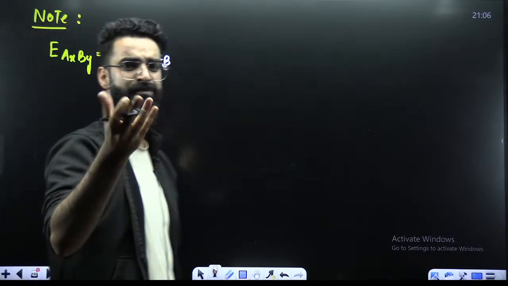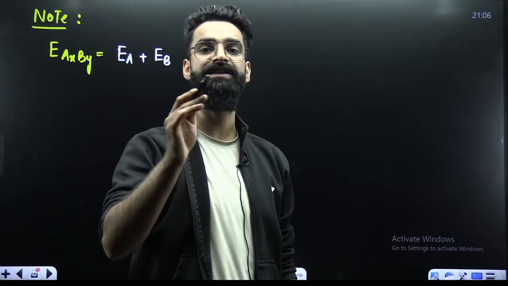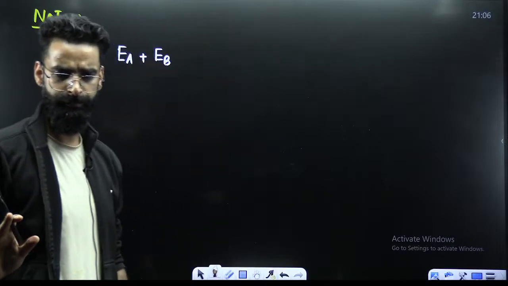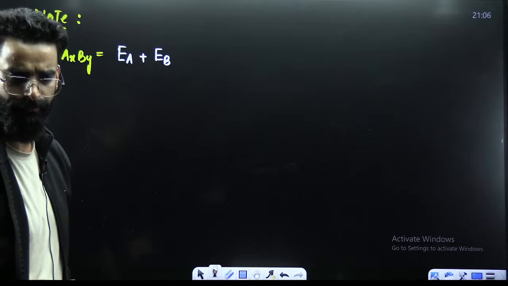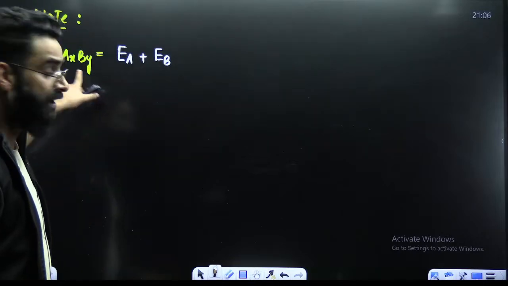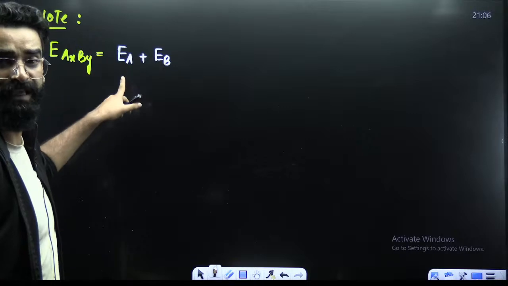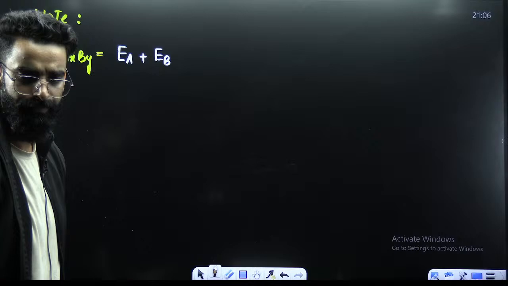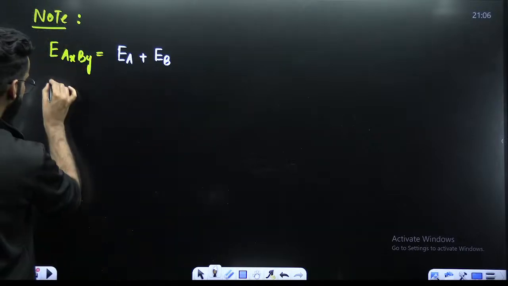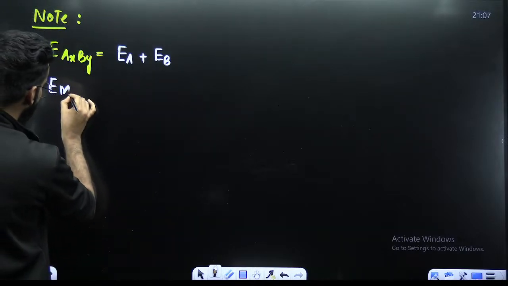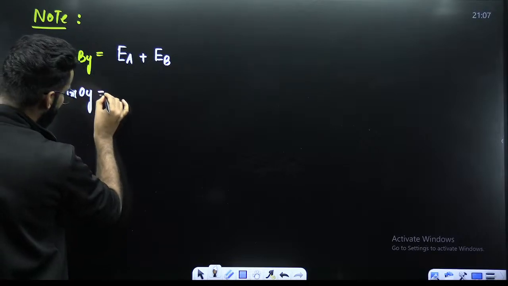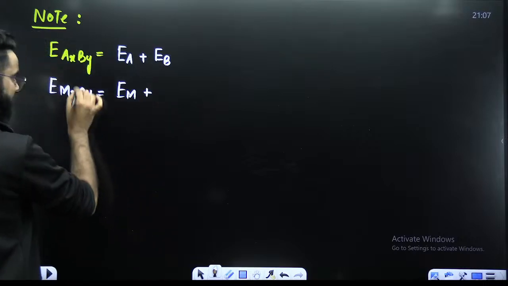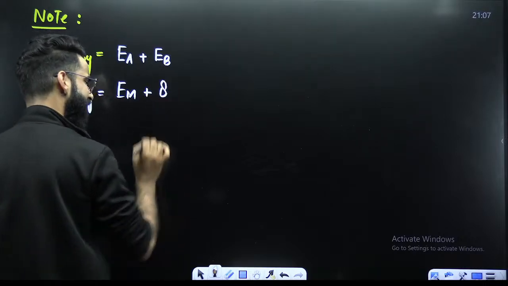For example, you have got magnesium oxide. Equivalent mass of magnesium oxide will be equal to equivalent mass of magnesium plus equivalent mass of oxygen. That's what I wrote over here. Equivalent mass of a compound AXBY will be equal to equivalent mass of A plus equivalent mass of B, right? For example, equivalent mass of metal oxide will be simply equal to equivalent mass of metal plus equivalent mass of oxygen. What is the equivalent mass of oxygen? It is 8.